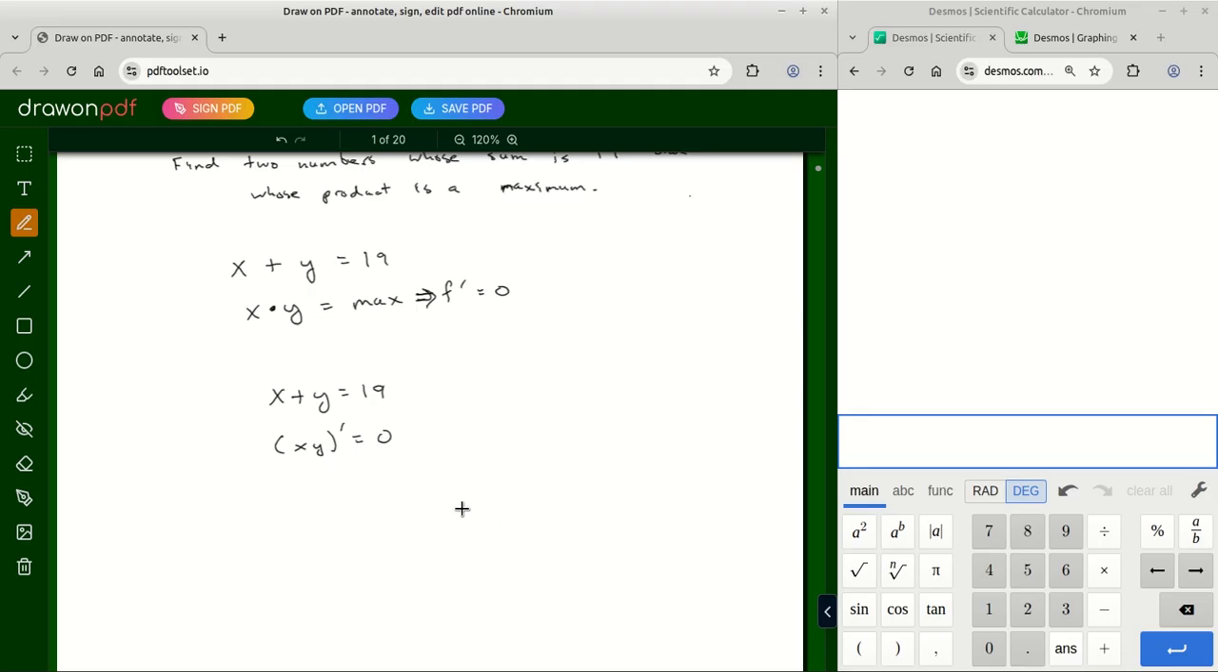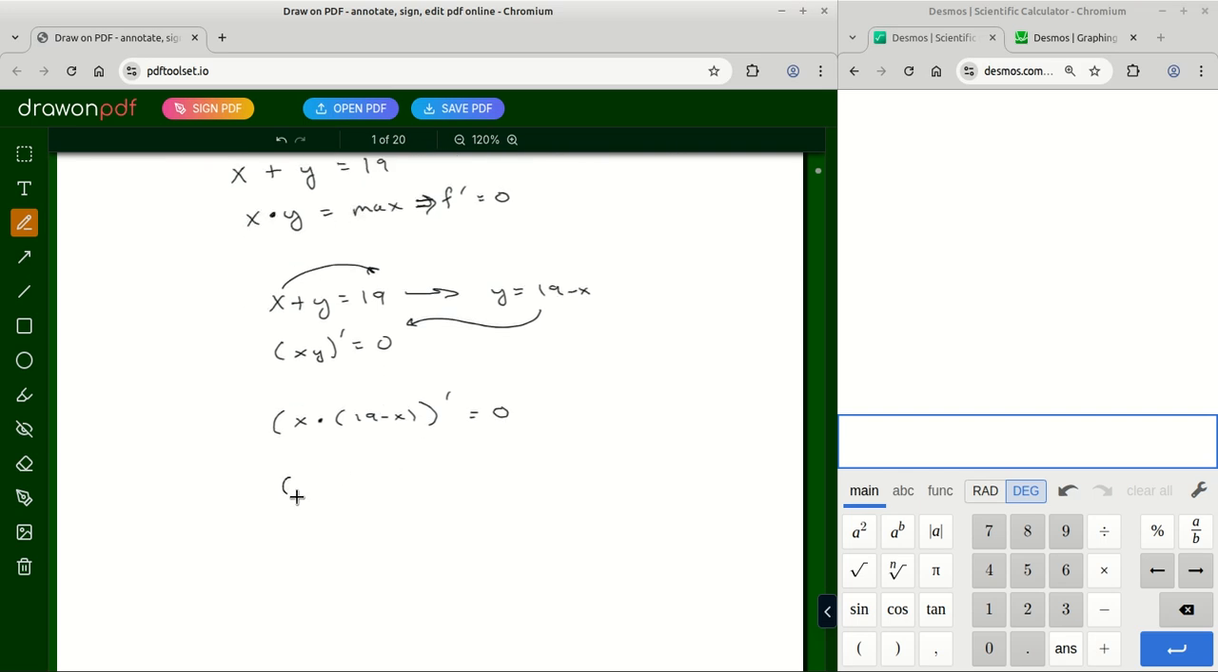I'm going to take this top one and solve for y, that way I can start doing x's. So y is equal to 19 minus x. And then I can plug that in here. So I got x times 19 minus x, and then all prime is equal to 0. It's way better to just distribute that, and not write it. There you go. I keep putting a prime because I need to find the derivative of this thing. And it's 19 minus 2x.